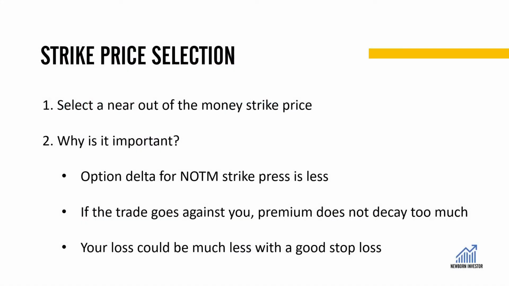Let's get back to the slide. If the trade goes against you, the premium does not decay too much. By trading near out of the money strike price with fairly less delta, I'm able to manage my risk much better. My loss could be much less with a good stop loss. If I trade a strike price with higher delta, the option premiums are going to go nuts, and I'll not be able to manage my loss properly.